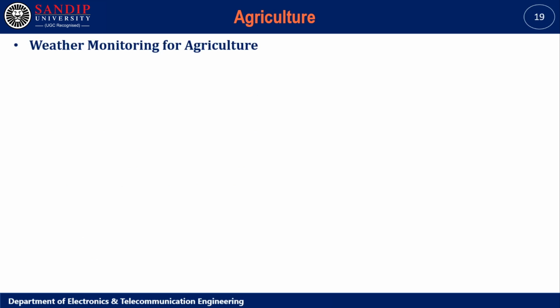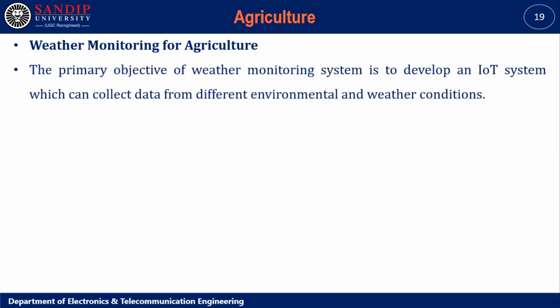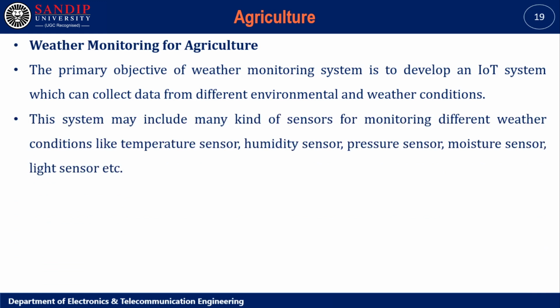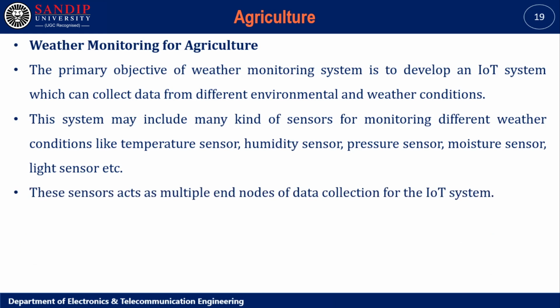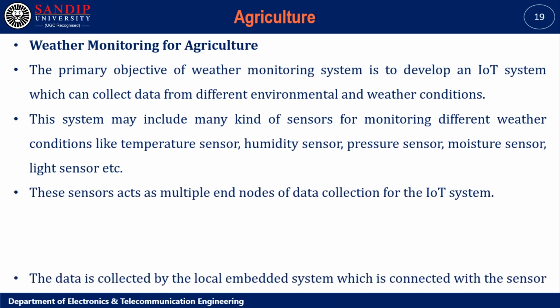Weather monitoring for agriculture. The primary objective of a weather monitoring system is to develop an IoT system which can collect data from different environmental and weather conditions. This system may include many kinds of sensors for monitoring different weather conditions, like the temperature sensor, humidity sensor, pressure sensor, moisture sensor, light sensor, etc. These sensors act as multiple end nodes of data collection for the IoT system.